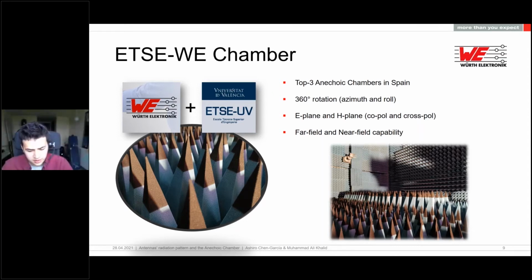The radiation pattern can be obtained in 360 degrees, so rotating the azimuth axis, as we said, and we can get the copolar and cross-polar planes. It is capable of performing far-field and near-field measurements. Thanks to this collaboration, we have been able to implement a new setup for the new antennas inside our portfolio. Later on, we will go through these results.